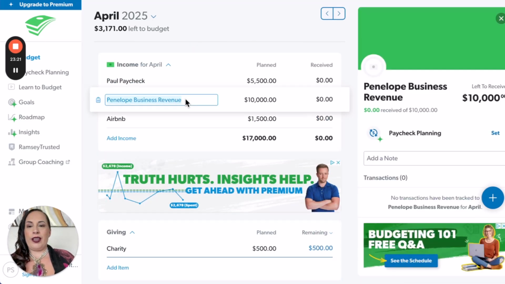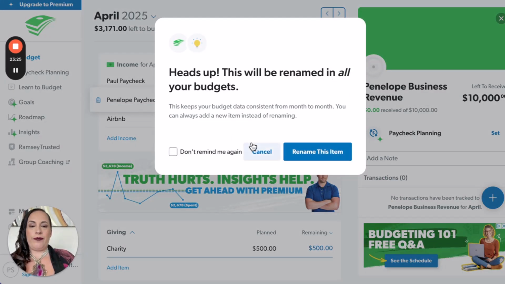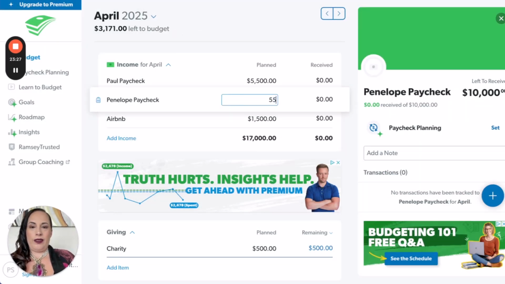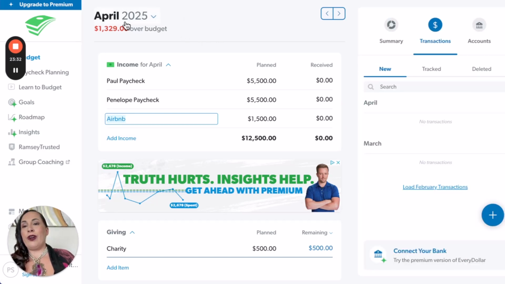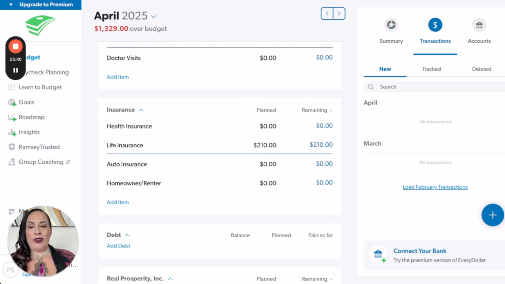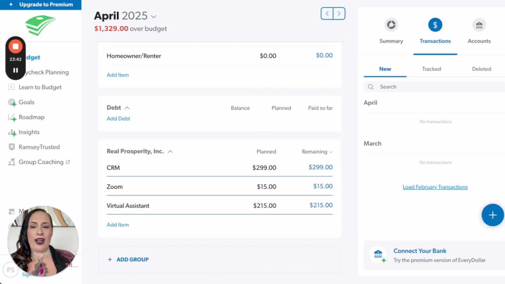So I'm going to change this back to Penelope Paycheck so we can see a more realistic view here. And then it also lets you know if you're over budget. If you have more left to allocate, if you're over budget, it'll let you know without you having to go through and do any math, which is really nice. So that's basically the process.